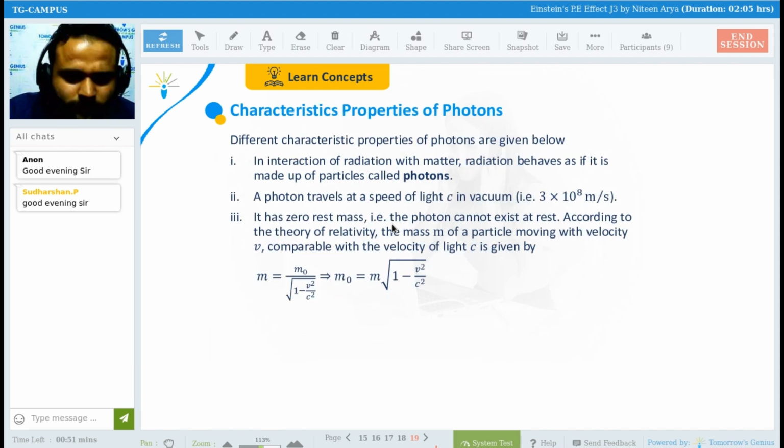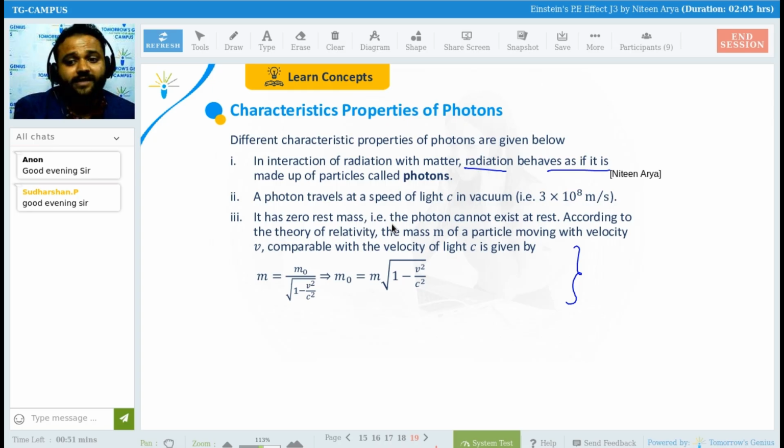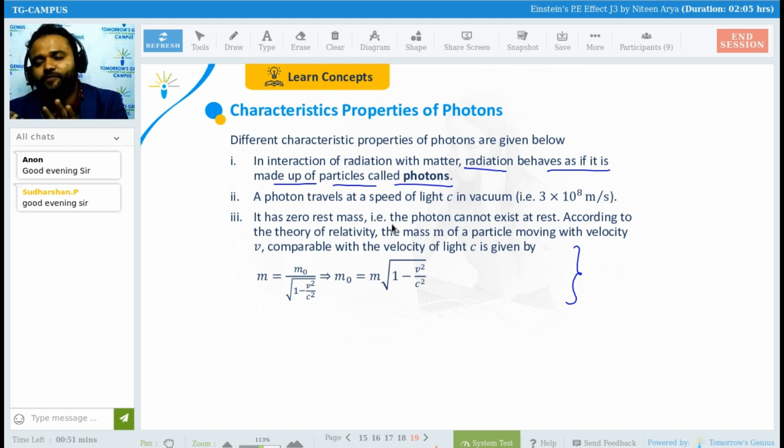Moving ahead, another different characteristic. This is something related to STR, and I am going to give a little light on this. The different characteristics and properties of photons are given below. In interaction of radiation with matter, radiation behaves as if it is made up of particles called photons. This is a very important line. What is radiation? Any kind of wave related to light or a source of light. That is the radiation terminology here.